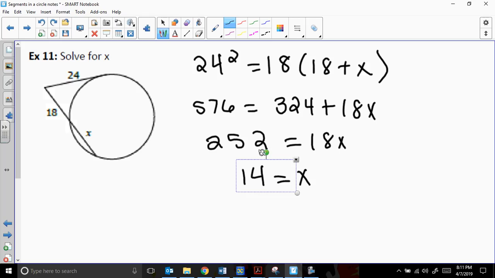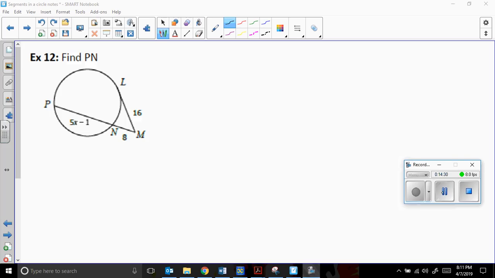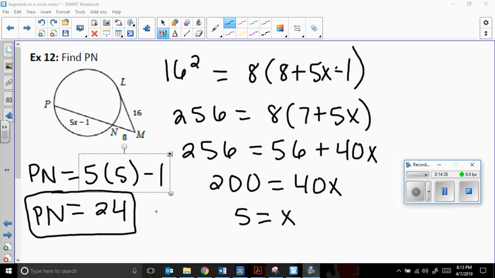And since we're looking for x, that's what we got. So here's our answer. Alright, so go ahead and pause the video. I want you to go ahead and try to find PN. Make sure you know what you're looking for. So here you should have gotten that PN is equal to 24. Again, here's all my work where we should have got x is equal to 5. And then just go ahead and plug in 5 for 5x minus 1. And we end up with PN is equal to 24.